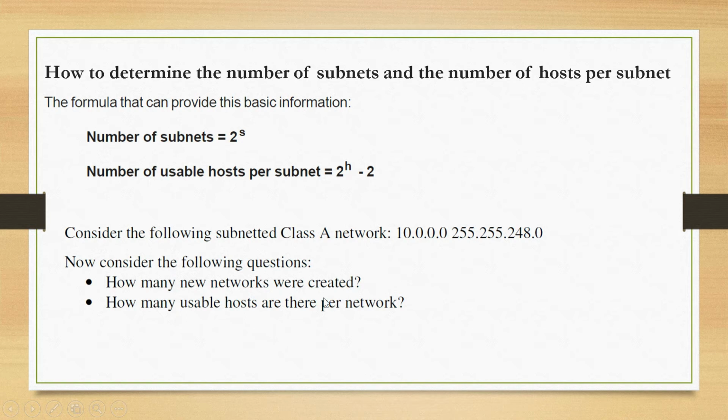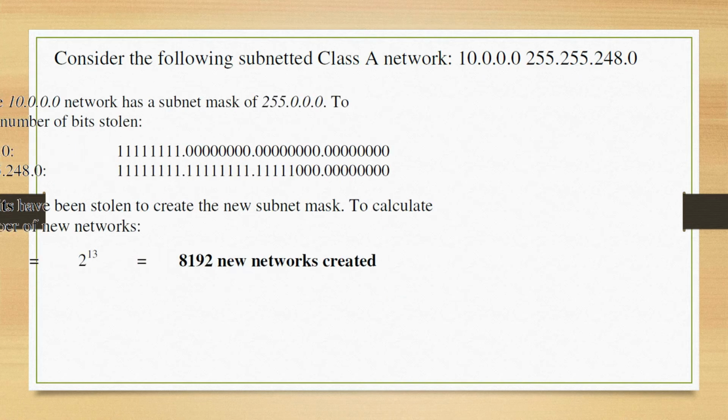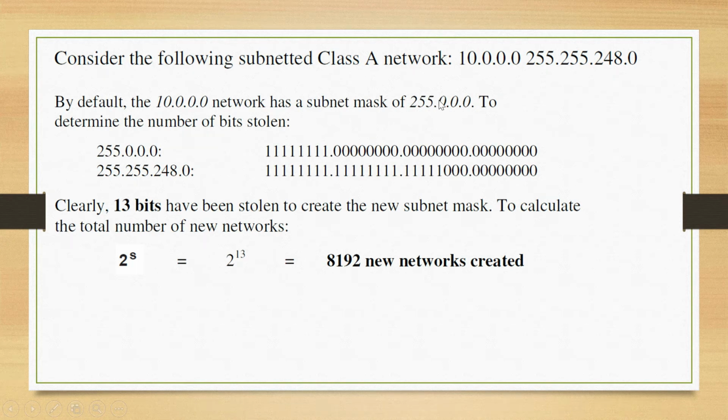How many new networks were created based on the custom subnet mask, and how many usable hosts are there per network? In our example, by default, the IP address 10.0.0.0 network is a class A, so the default subnet mask is 255.0.0.0. To determine the number of bits stolen, we will convert the default subnet mask into a binary number, and also the custom subnet mask given in the problem into a binary number.